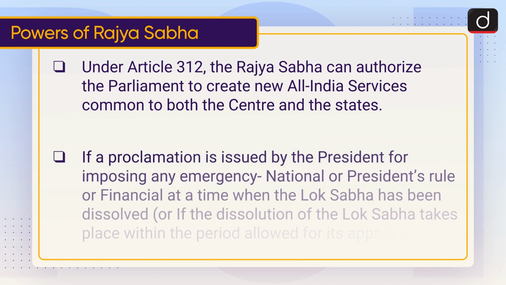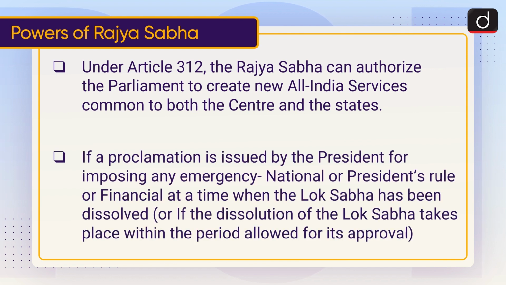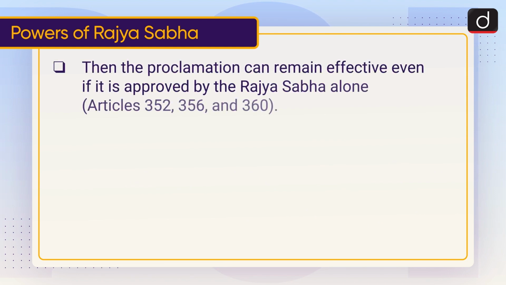If a proclamation is issued by the President imposing any emergency, national, President's rule or financial, at a time when the Lok Sabha has been dissolved, or if the dissolution of the Lok Sabha takes place within the period allowed for its approval, then the proclamation can remain effective even if it is approved by the Rajya Sabha alone. Articles 352, 356 and 360.